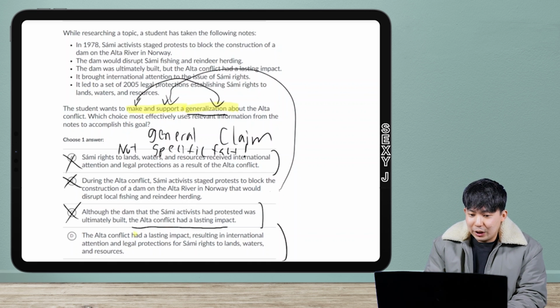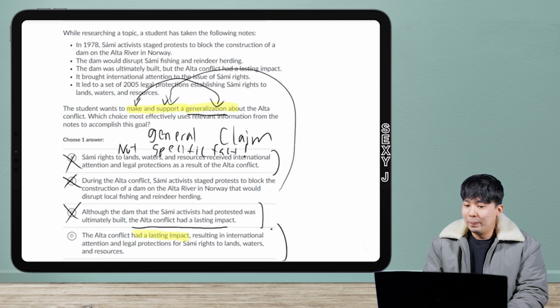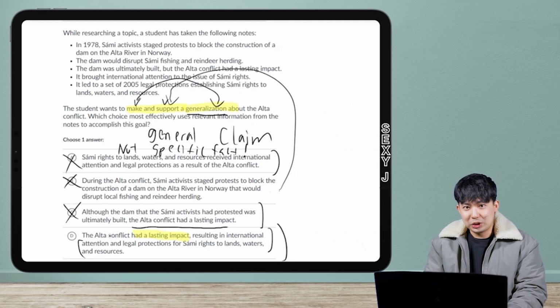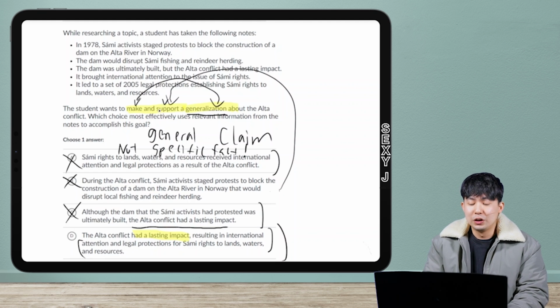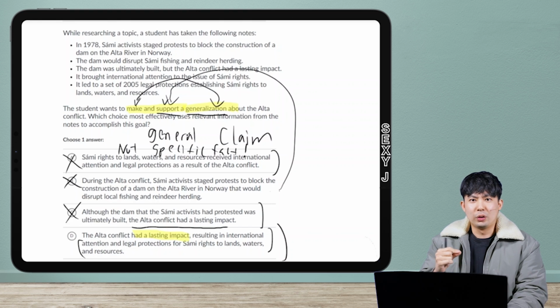It had a lasting impact. That is a generalization. Great. And then the international attention on legal protections for Sami rights to lands, waters. Okay, all that detail. That is the specifics. Therefore, that is the support part. Okay. So I did tell you guys how else would I do this if I was not able to do that pattern. Although I don't know why you wouldn't do that pattern. That pattern works really well.